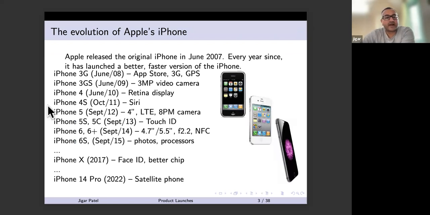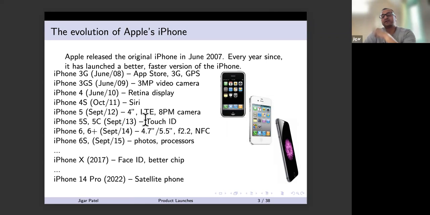To anchor our talk in a realistic example, I'll use the iPhone. Apple released the original iPhone in 2007, and they've been releasing newer phones over time with better and better features. The iPhone 3GS had a better camera, then the 4 had a better display, then Siri and so on. Over more than 10 years, they have incorporated newer and newer features over time.